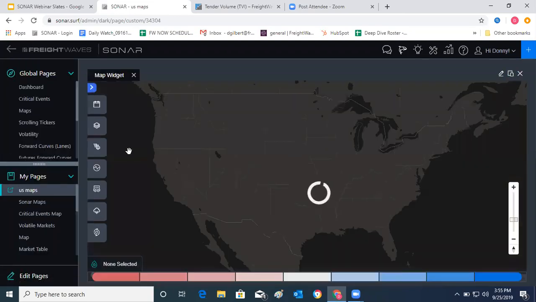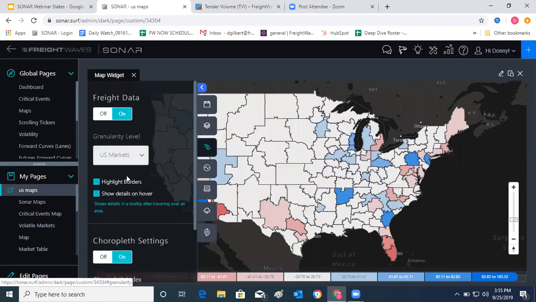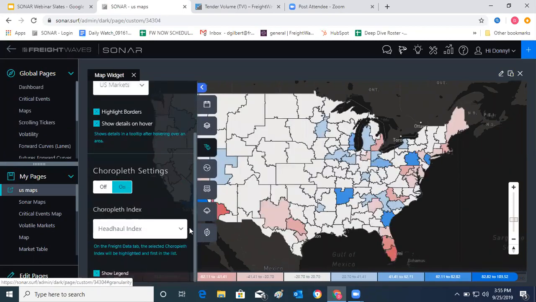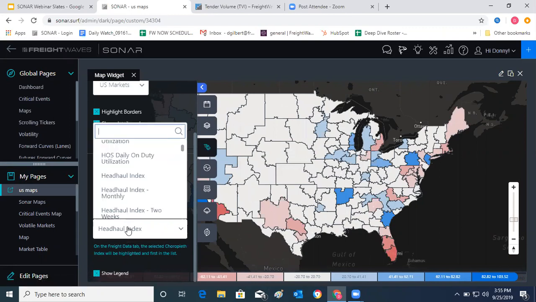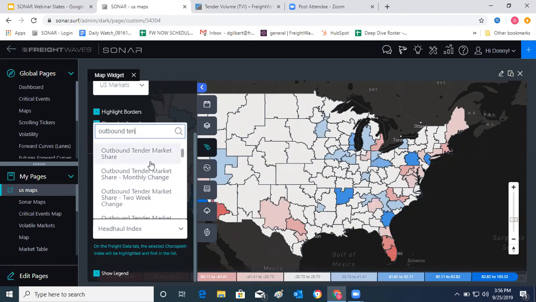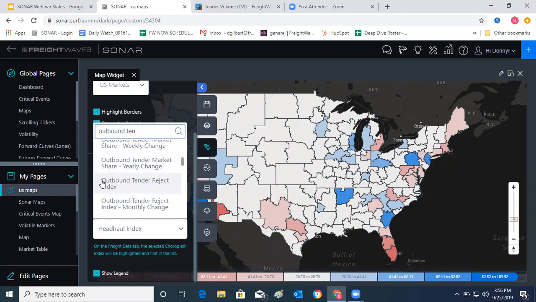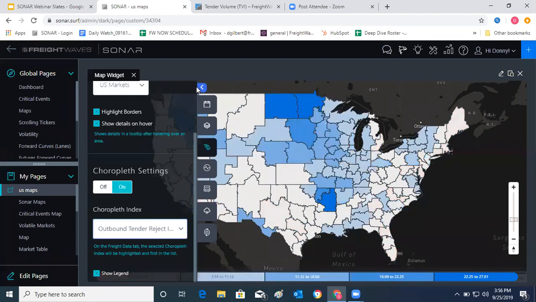I've brought our map up here, and I'm going to click on the truck symbol again. I'm going to scroll down. Our Core Plus settings are on, and I'm going to type in rejection, and I'm looking for outbound tender rejection rate. And let's just go type in outbound. Outbound tender markets. Outbound tender rejection rate index.